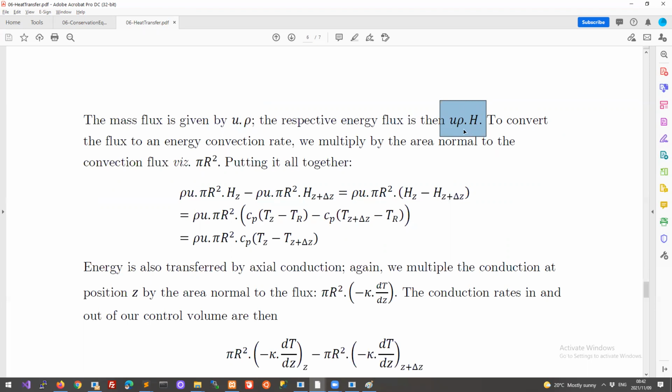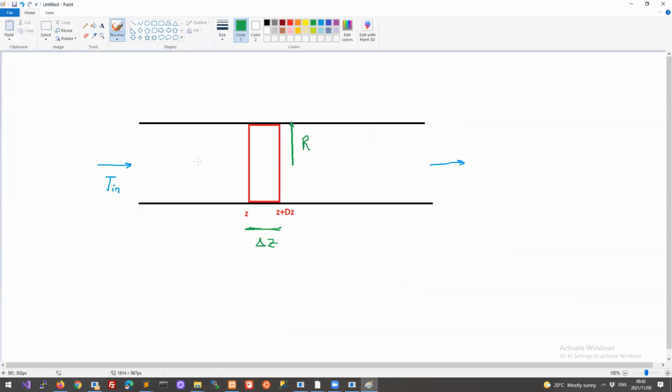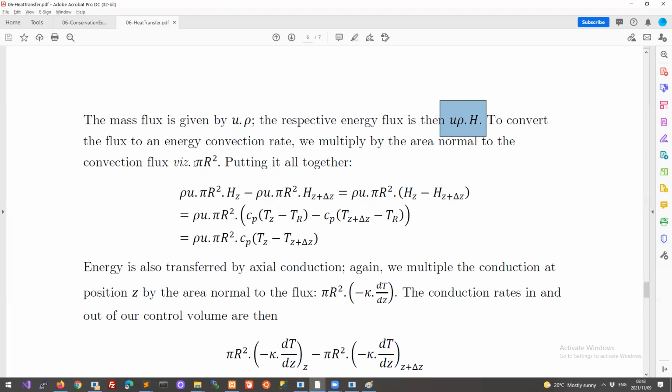And of course, to convert a flux to a flow rate, we need to multiply it by the area normal to the flux. If our fluid is in flow, then the area normal to that flow is going to be the flat face area here, which is pi r squared. So pi r squared is that area. And so we can estimate our convection flux into the space by this.